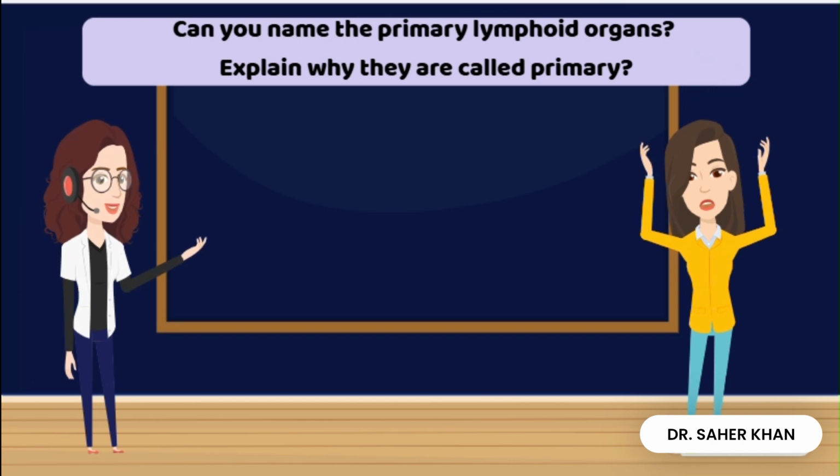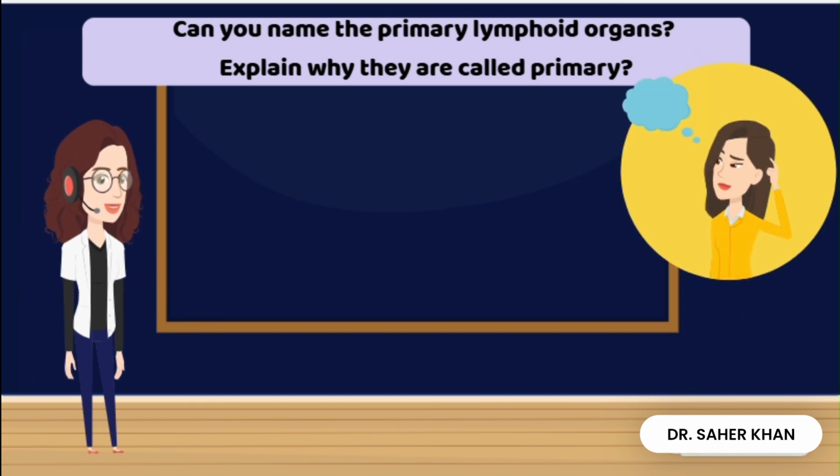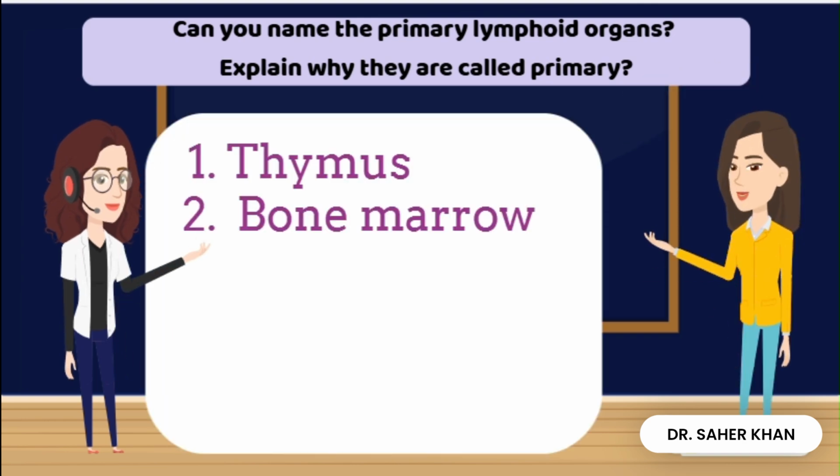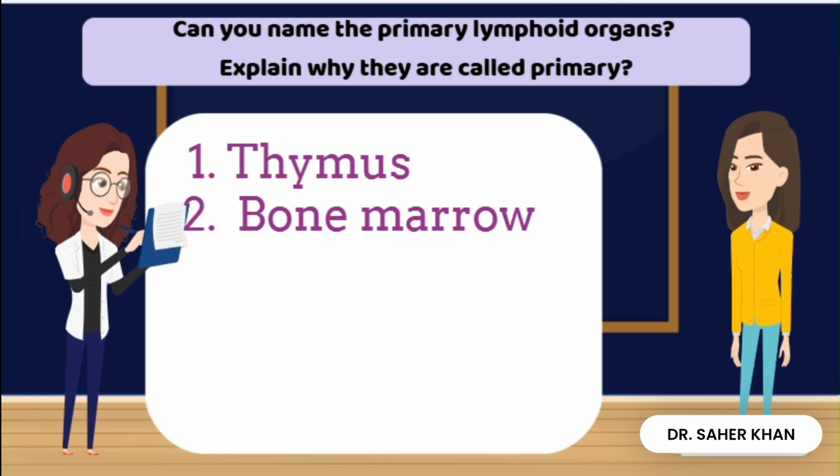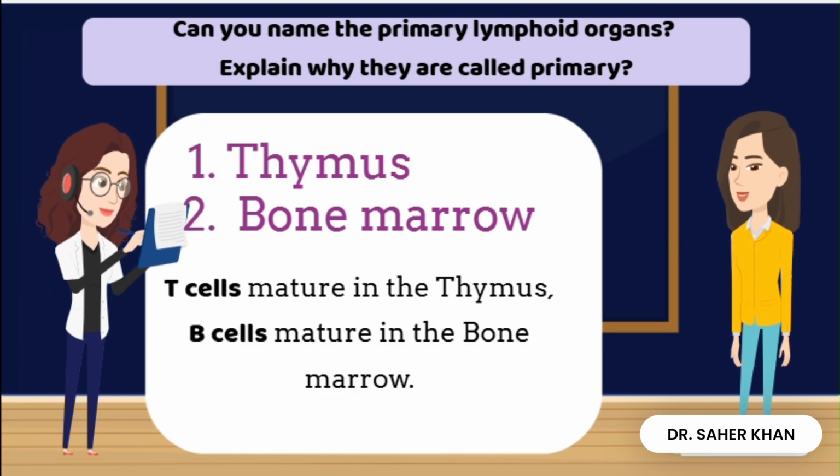All right, next question. Can you name the primary lymphoid organs and explain why they are called primary? Yes, I know the answer. Bone marrow and thymus are the primary lymphoid organs, and they are called primary because they are the sites where lymphocytes develop and mature. B cells mature in the bone marrow and T cells mature in the thymus.